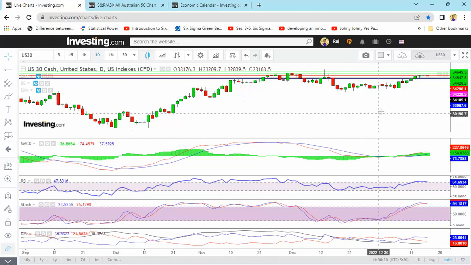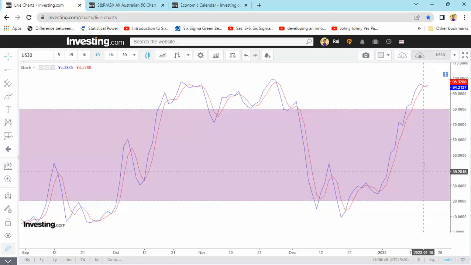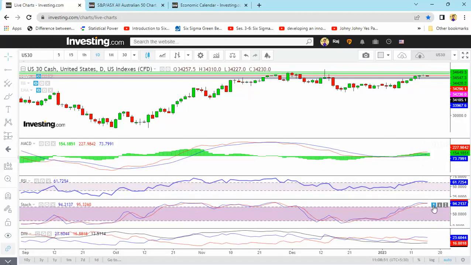So let's see the different aspects in the MACD. If you would see, the MACD is in a bullish mode on the daily side, though it had made some retracements yesterday. Now the RSI is looking to the downside on the daily time frame. The stochastic is also overbought, so some retracements are still expected. And the DMI is in a bullish zone.